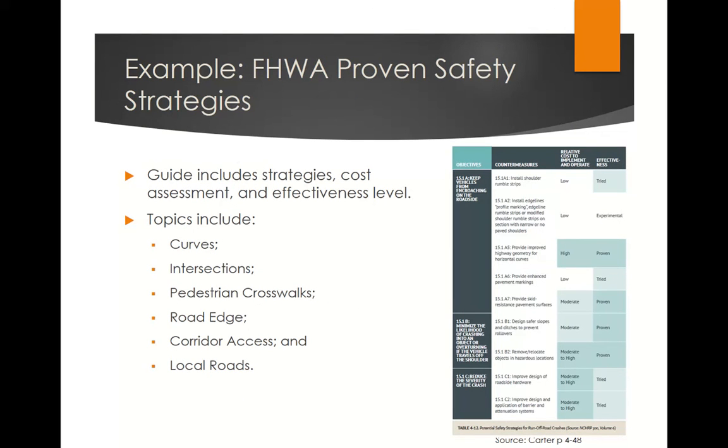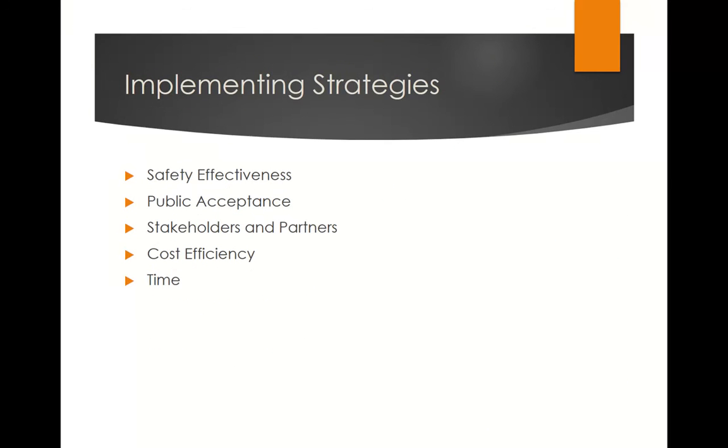The Federal Highway Proven Safety Strategies, we also looked at that, and Federal Highway included some of that information. The webinar we viewed, the guide for this one includes strategies, a cost assessment for those, and then again that effectiveness kind of judgment on if you're going to see some real impacts from using those countermeasures. So those resources are both within the Blackboard resource module for the course. If you have any questions on those, please just let me know.